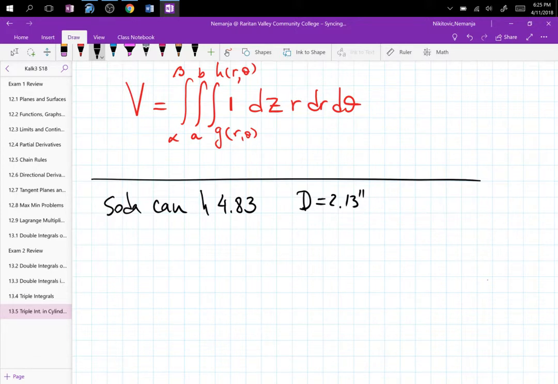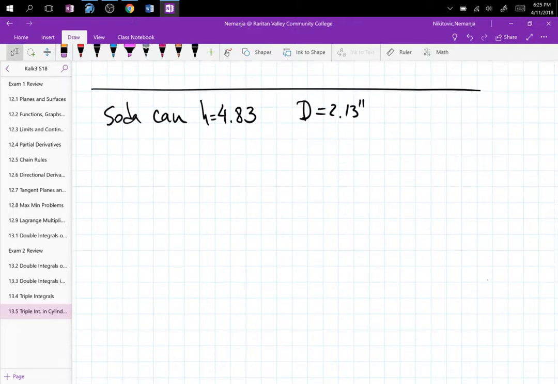So the height of the soda can is 4.83 inches and the diameter is 2.13 inches. So now what am I going to do? Well, first off, I'm going to figure out the radius, which is half of 2.13. What is that? Very good. So we have half of 2.13 is 1.065, right? And we have the height at 4.83 inches.